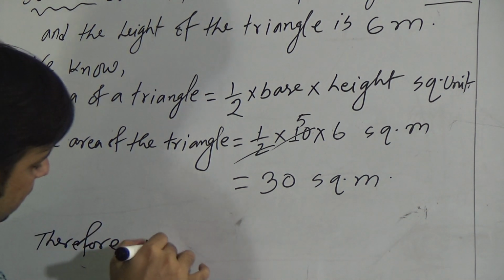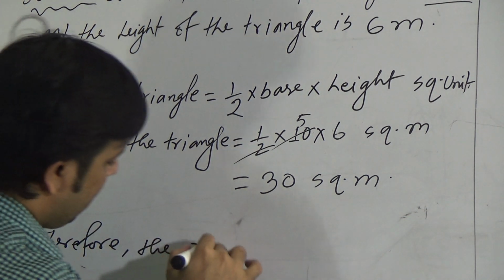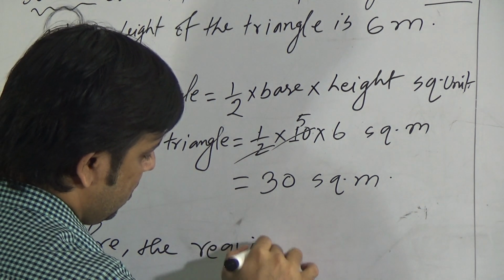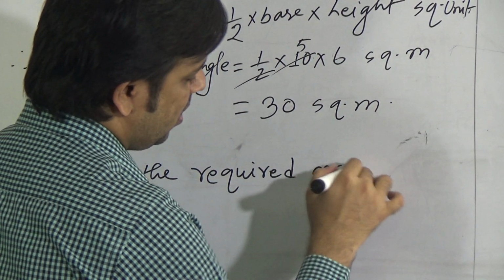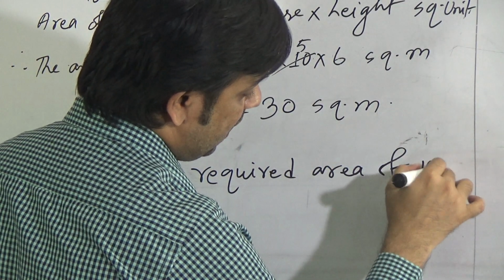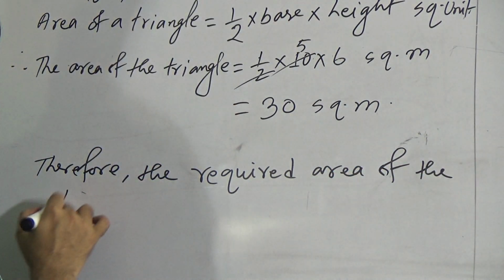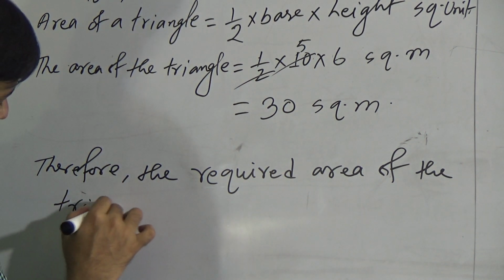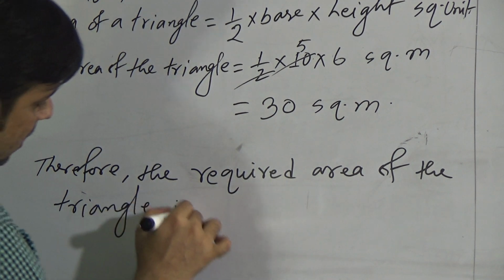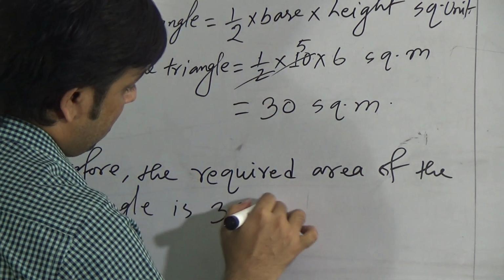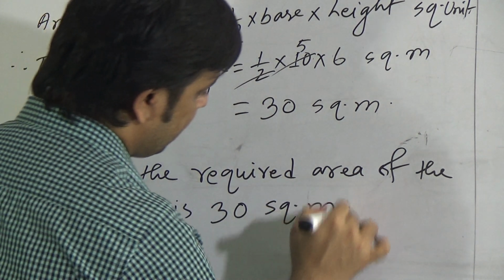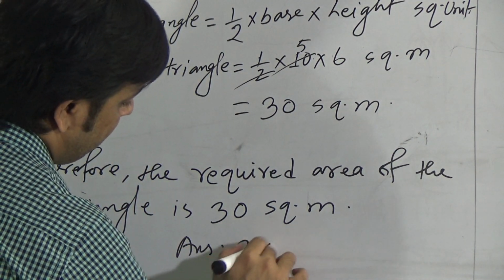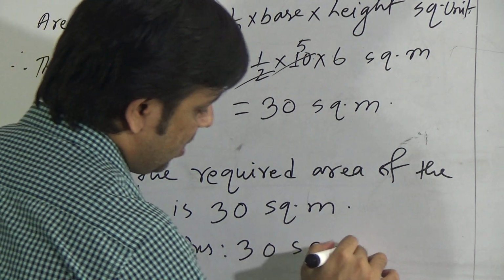Therefore, the required area of the triangle is 30 square meter. So our answer for question A is 30 square meter.